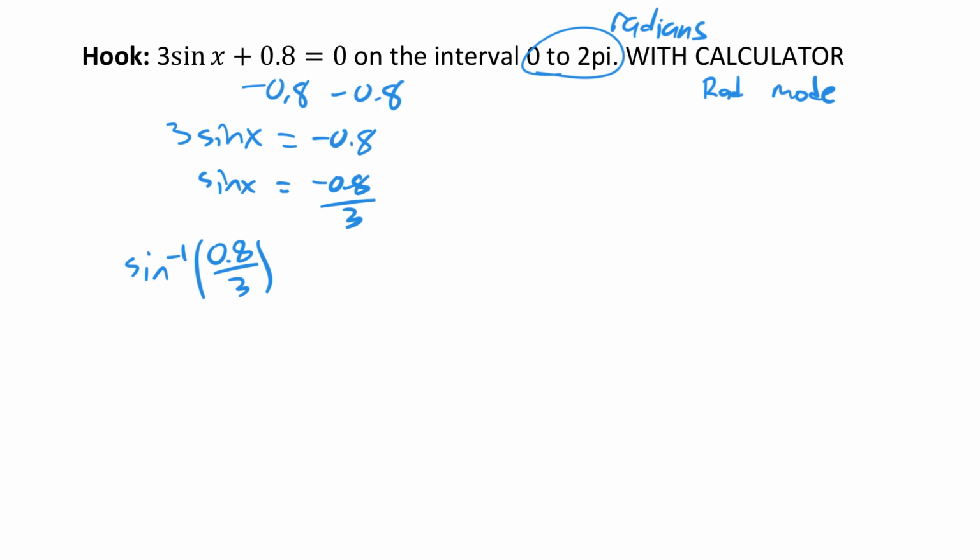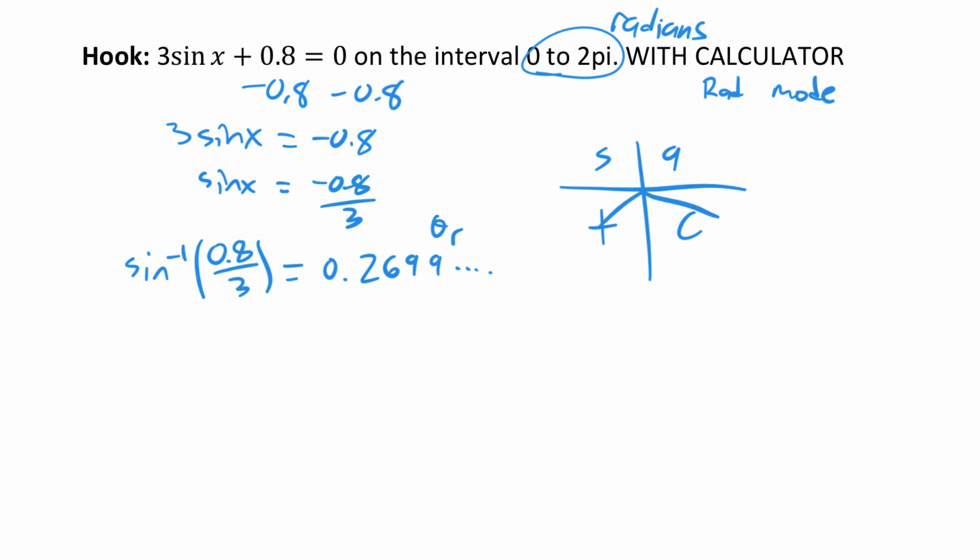Again, make sure you're set to rad mode. Let me see what I get on this. 0.8 divided by 3. 0.2699... Right, we really want to keep all those decimals, and this is our reference angle. We're looking for where sine is negative. That's here and here. Pi plus reference angle, 2 pi minus reference angle.